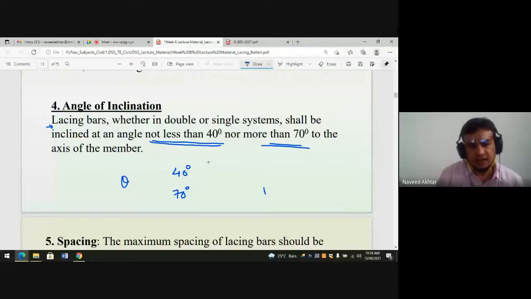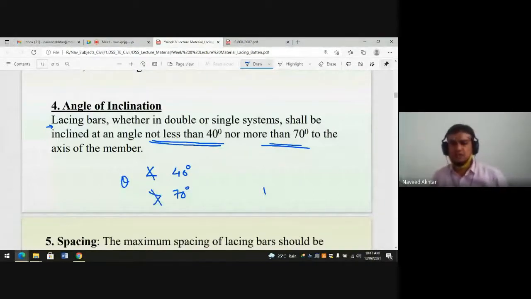The angle of inclination, if I say theta, should not be less than 40 degrees. It means it should be greater than 40 degrees and should not be greater than 70 degrees. This is the angle of inclination.